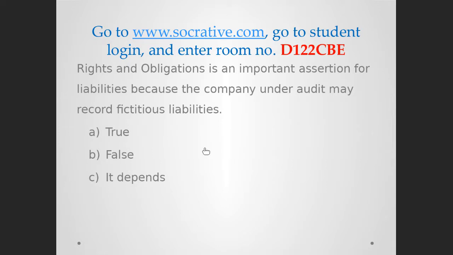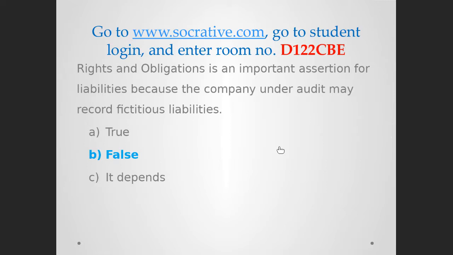So the management assertion is the same, rights and obligations. The rights apply when you're looking at assets, and the obligations apply when you're looking at liabilities. This assertion is more important when you're looking at the assets, the accounts receivable, for example. For the liabilities, fictitious liabilities, meaning recording liabilities that do not exist, is not something really that you have to worry about. Is that clear? So the answer to this question is false. Are you following?